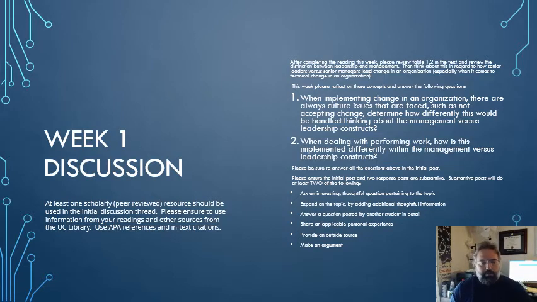The first graded discussion requires you to first of all make sure you find at least one scholarly, which basically means peer-reviewed, resource that you use during your discussion. The reason that you want to focus on peer-reviewed scholarly sources is that it attempts to ensure a level of quality and accuracy that may not exist in other sources.